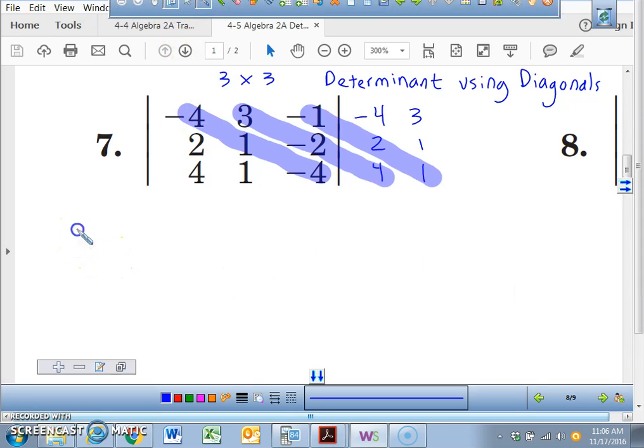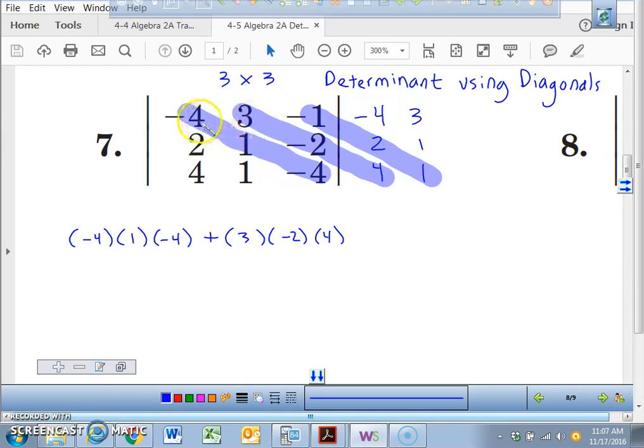You're going to take, everybody, the product of negative 4 times 1 times negative 4. You're going to add the product of 3 times negative 2 times positive 4. Okay? So we have negative 4 times 1 times negative 4, 3 times negative 2 times positive 4. We're going to add the product of negative 1 times 2 times 1. So we're going to have 1, 2, 3 individual products.